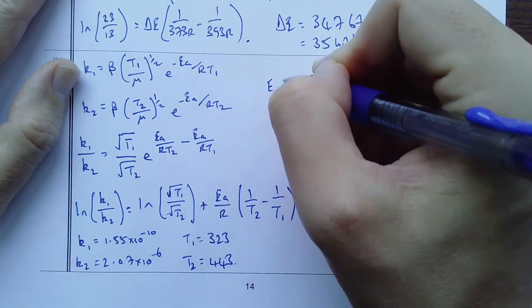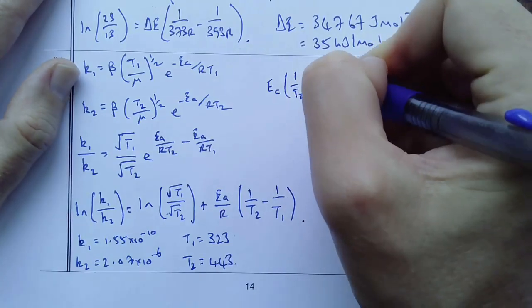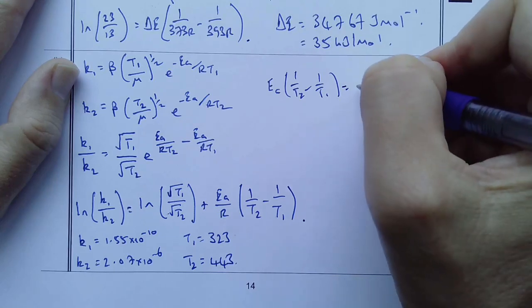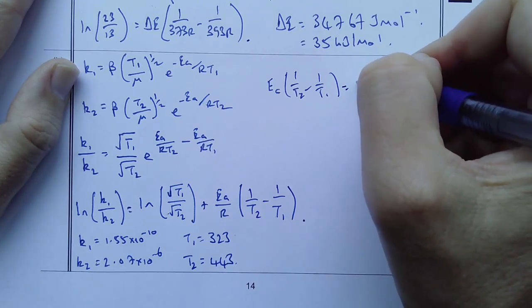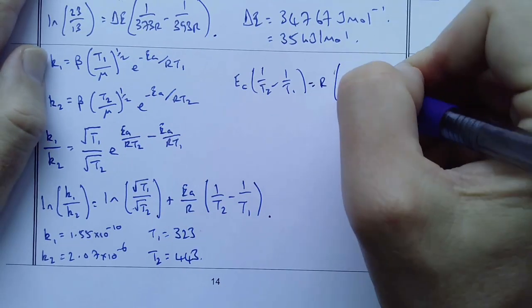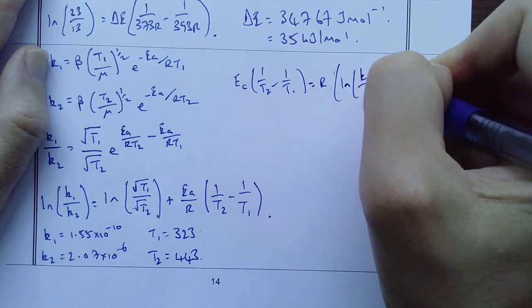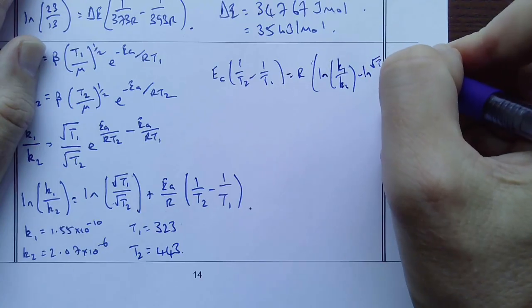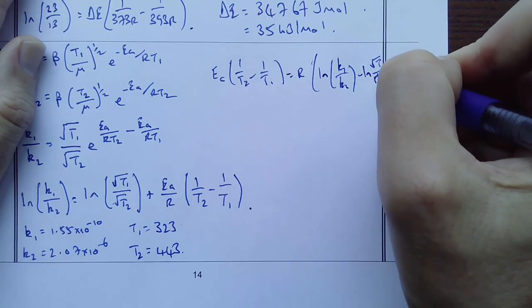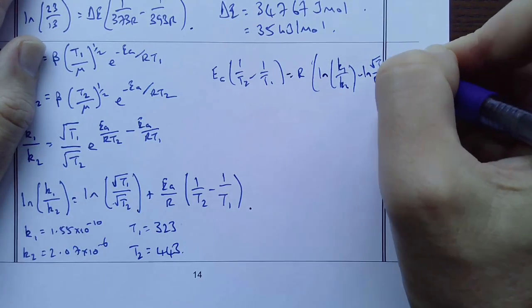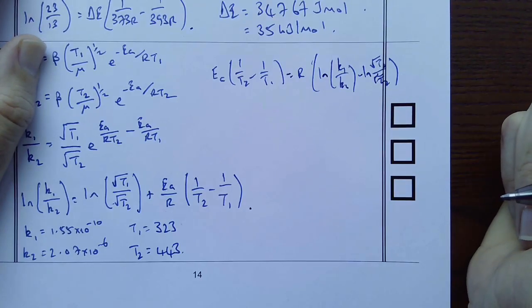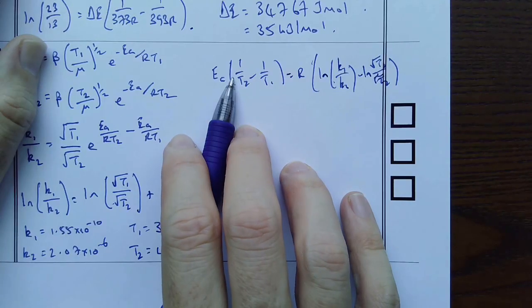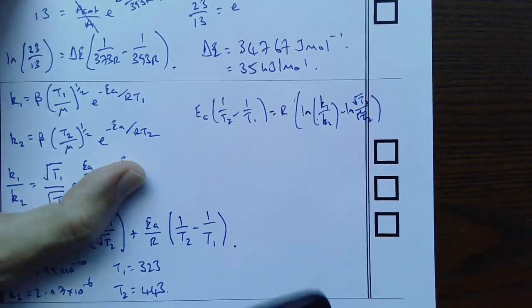Let's go. EA times 1 over T2 minus 1 over T1 equals R times log K1 over K2 minus log root T1 over root T2. Yeah, I think that's right. Yeah, and then I can just work that out and then divide it by that. Okay, let's just try our best.